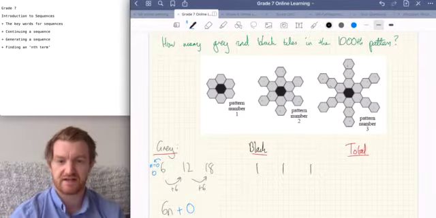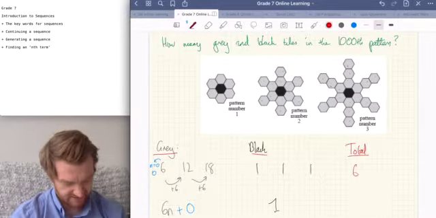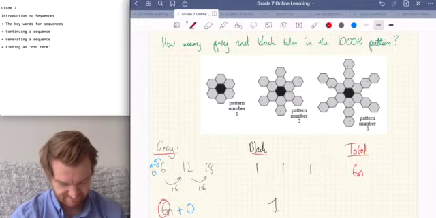The black ones are nice and easy. They're just 1 every time. That's a 1. 6n here, and we've got a 1 here.